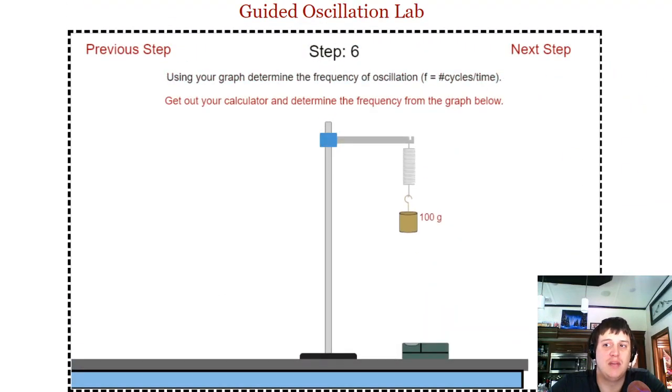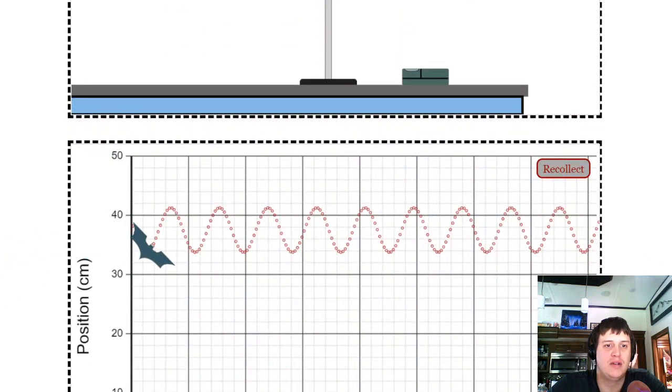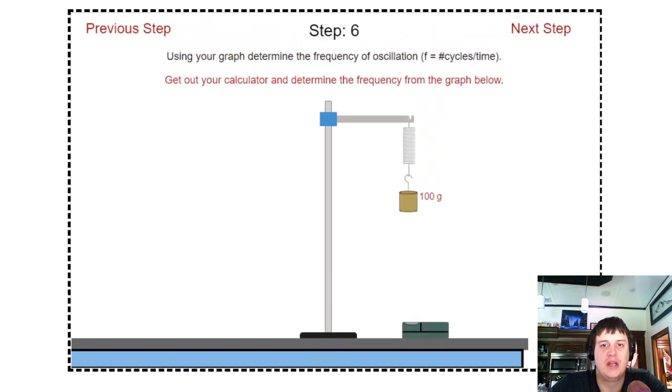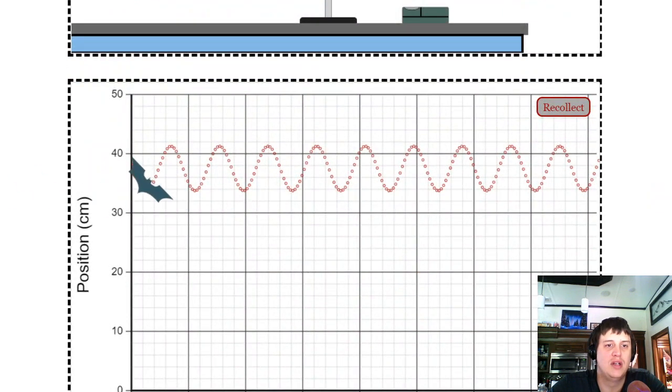So for cycles per time, remember a cycle is a complete up and down, all the way back to the original position, past the up and back down. So one cycle is all the way up, back down. That's one cycle right there. This step just tells you to figure out how to do it using the calculator and the graph. So all the way from here, all the way up and down, that's one.